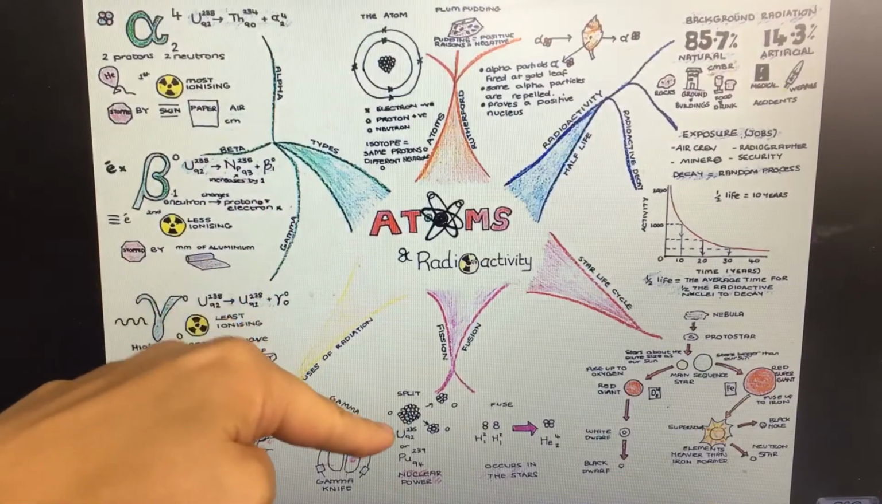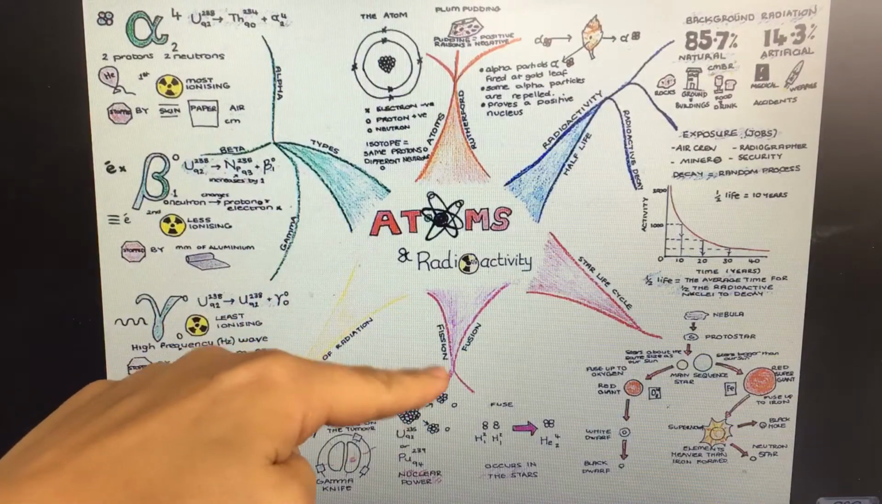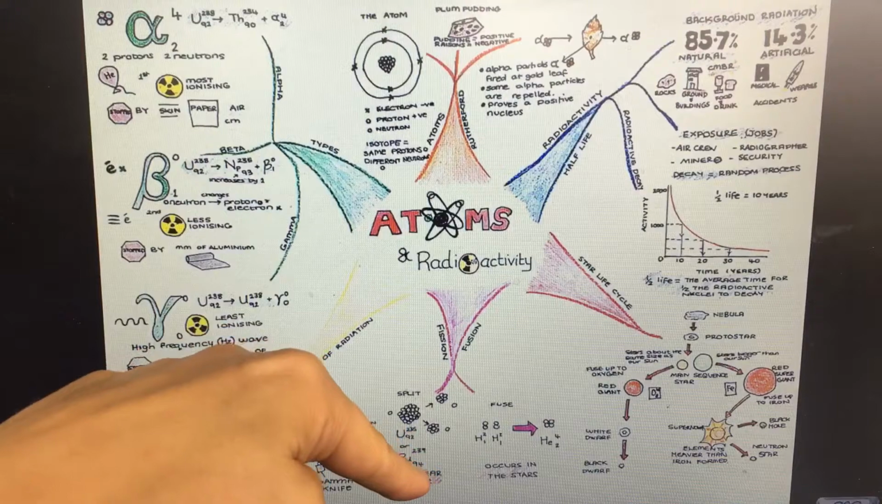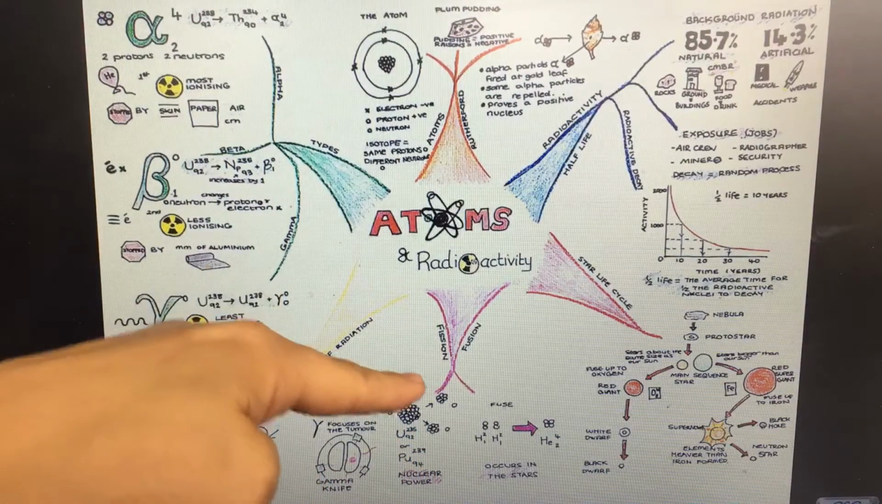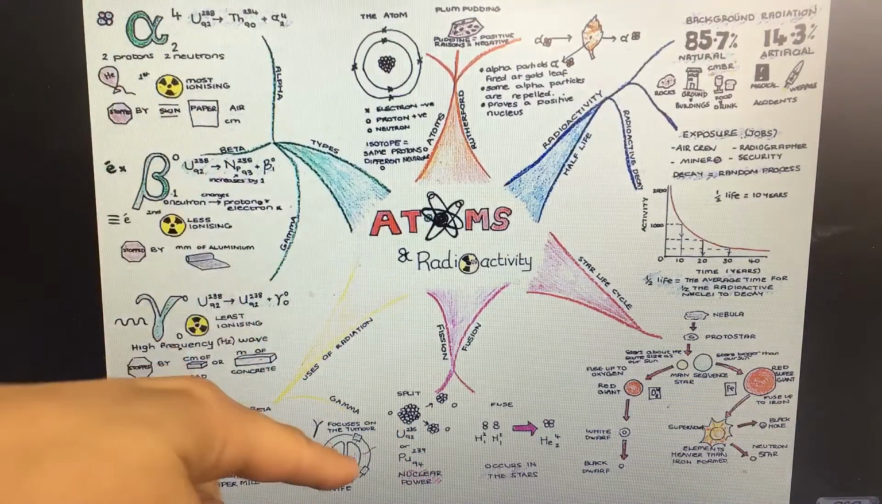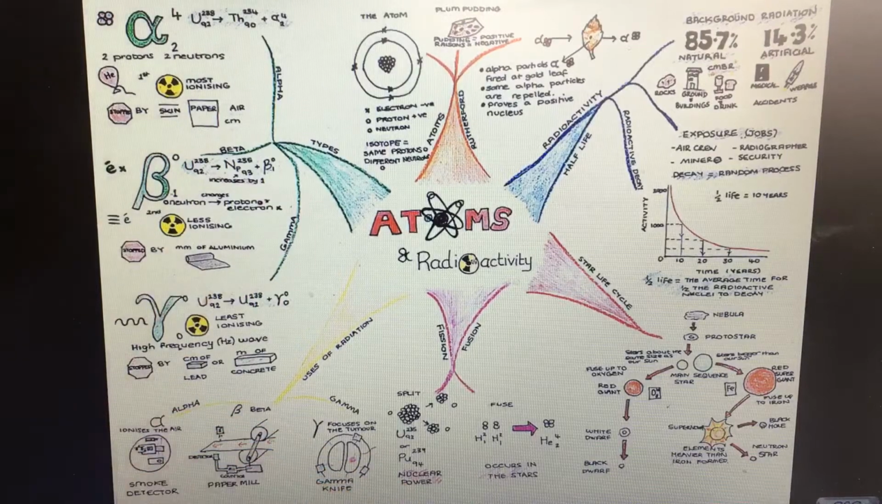Fission is the splitting of large nuclei into smaller nuclei. Don't say atom. Nuclear fission is all about the nucleus, okay? And that's using things like power stations. Nuclear fusion, though, is when smaller nuclei fuse to make larger nuclei, and that occurs in stars like our sun.